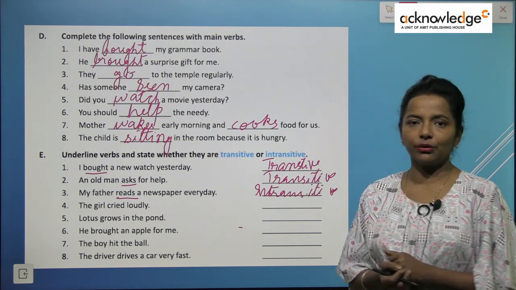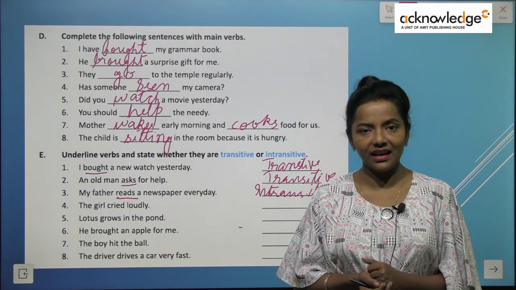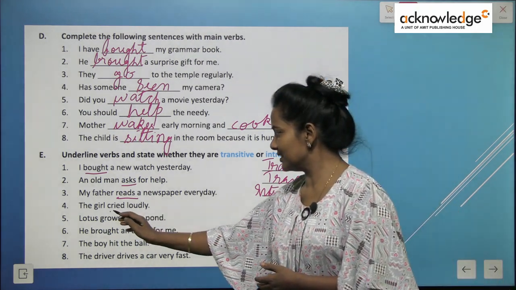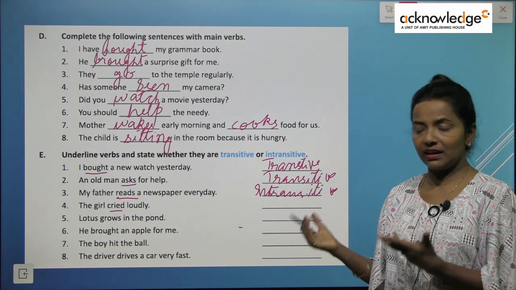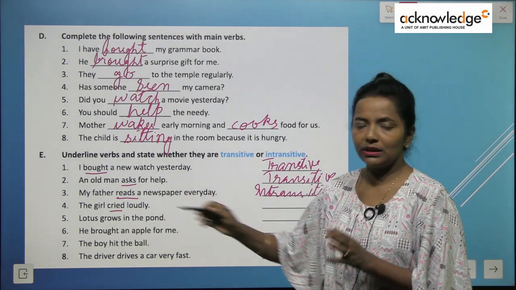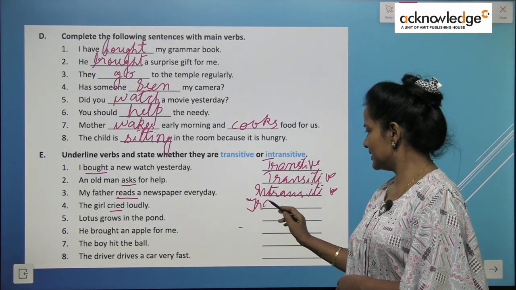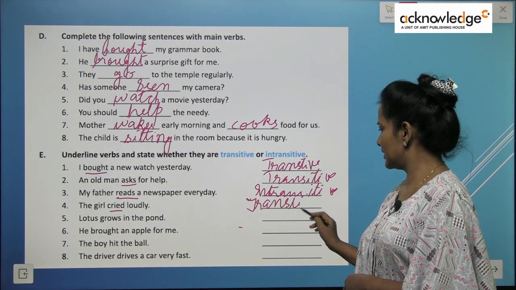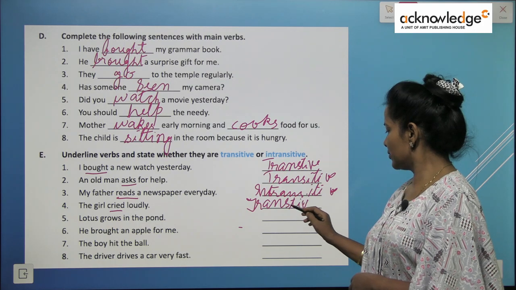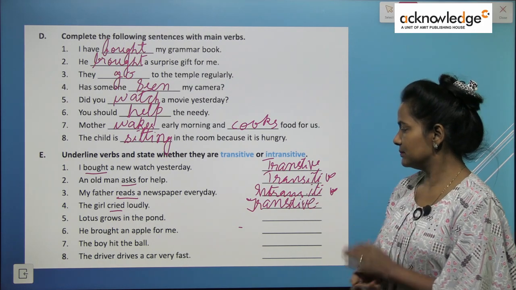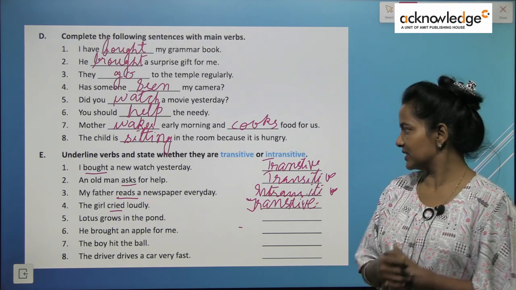The girl cried loudly. Yes, again, this cried is transitive because here loudly has been added. The girl, how is the girl crying? She is crying loudly. Transitive. Okay? Because with transitive, the object is added.